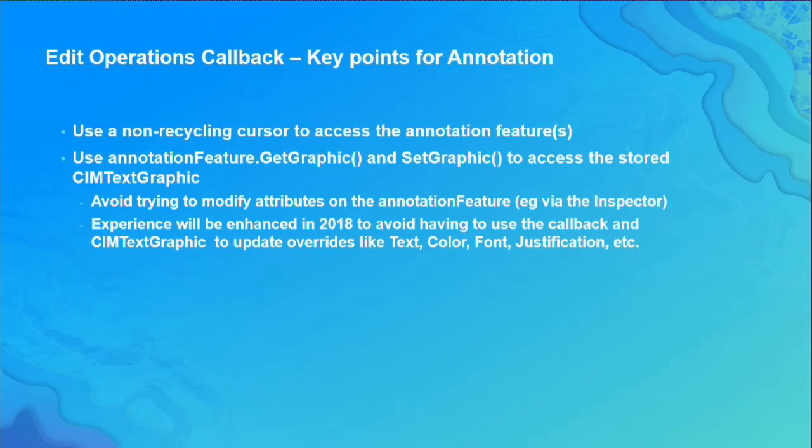Some special considerations for annotation. Non-recycling cursor, that's the same as before. That's not unique. On the annotation feature, you're going to use the getGraphic-setGraphic pair to access the underlying text symbol graphic. And actually, I show annotation as my demo. Avoid trying to modify the override attributes on the annotation feature directly. They're not guaranteed to be there, so unless you're willing to write the defensive code to check that those attributes actually are there, it's best just to go straight to the symbol graphic. And like I said, we're going to enhance that this year to avoid having to use this edit operation callback and make it a little easier on annotation editing.